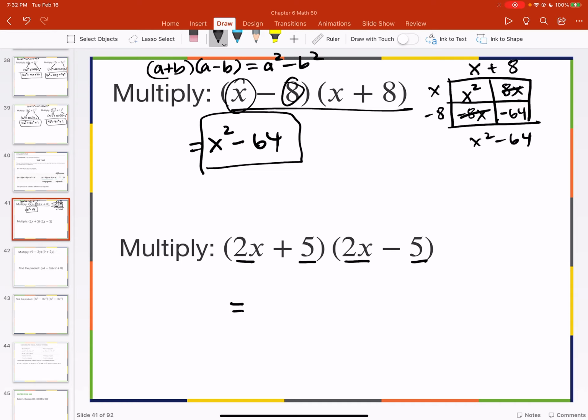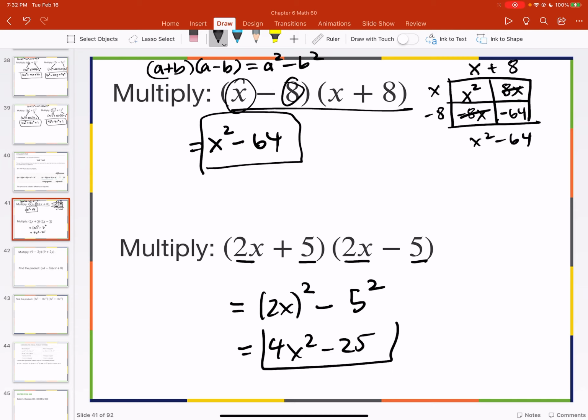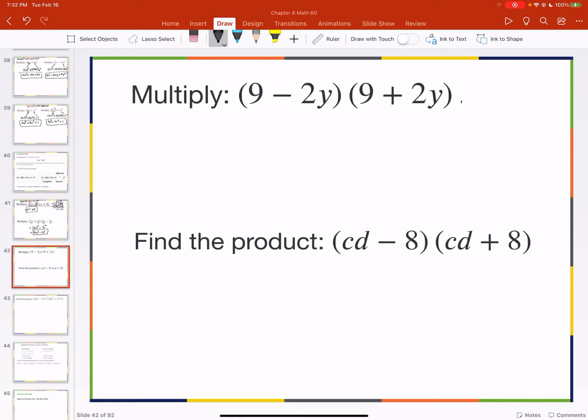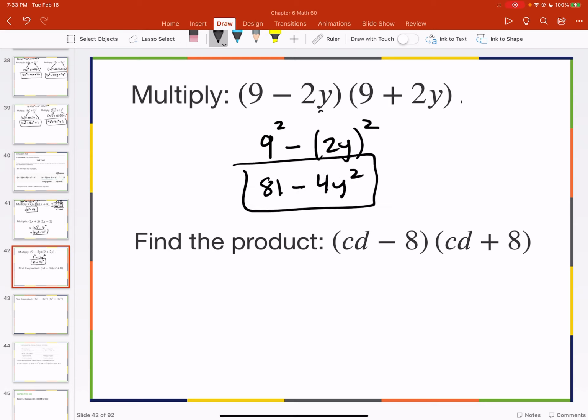So this is just going to be 2x squared minus 5 squared, which is equal to 4x squared minus 25. So it's really nice. People love difference of squares. Let's do a couple more for funsies. Okay, so 9 minus 2y, 9 plus 2y. It fits the pattern. So first term squared minus the second term squared. So 81 minus 4y squared, and that's it. So that's easy, right? That's really nice.